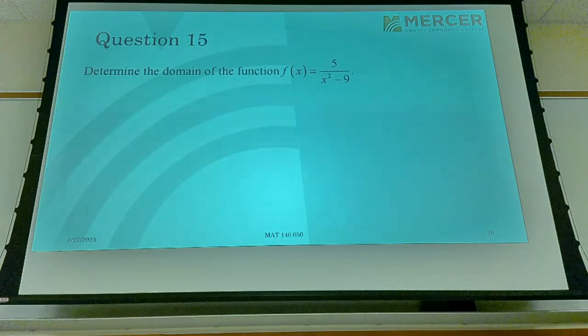Do we have a denominator? I'm going to start there. Your denominator cannot equal 0.